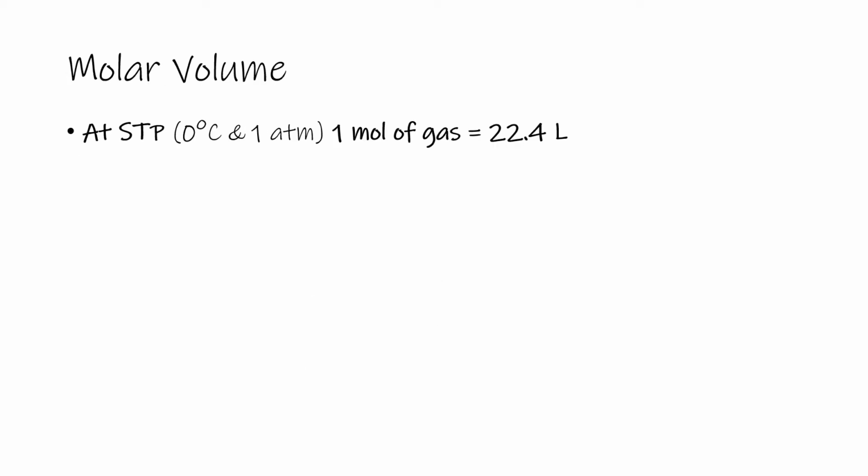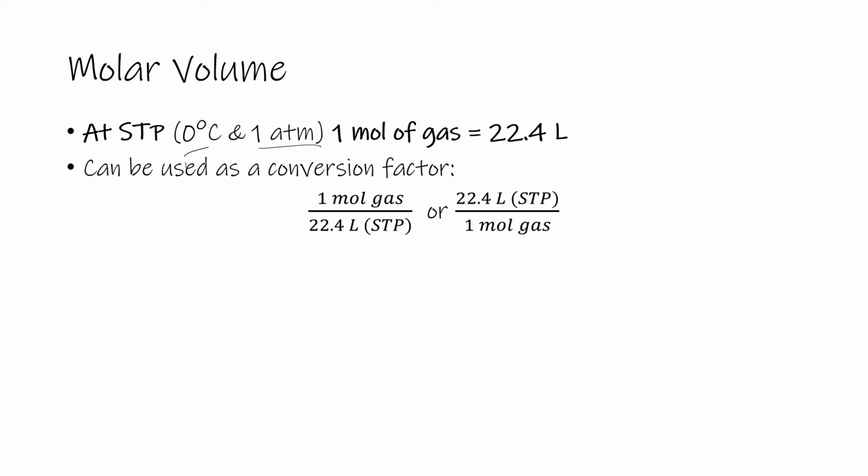The last thing that we're going to look at for our gas laws is looking at molar volume. And what molar volume is, it just basically says at STP, and STP is standard temperature and pressure, which is 0 degrees Celsius and 1 atm. That is what STP is. So at STP, 1 mole of gas equals 22.4 liters. Well, that 1 mole of gas equaling 22.4 liters looks like we could use it as a conversion factor. And in fact, we can and will.